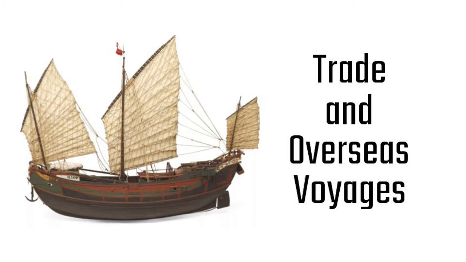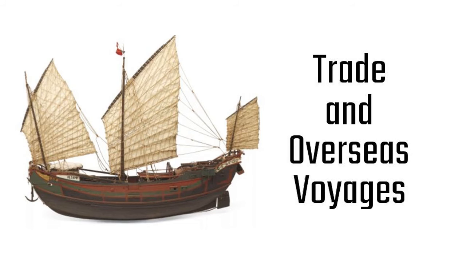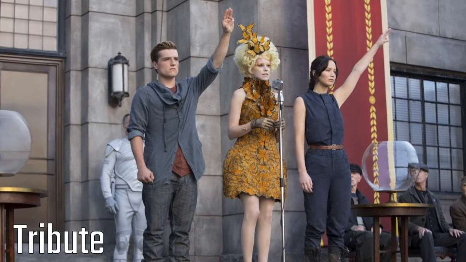All right, our next section is trade and overseas voyages. You can find this on page 241. The question you should be thinking about: how did China's relations with the outside world change under the Ming emperors? In the early 1400s, Yongle built a fleet of ships, which he sent on a series of maritime voyages. Maritime means related to the sea. Yongle wanted to extend Chinese influence. He also wanted tribute from other countries. Tribute is a payment by one country to another as a sign of respect.